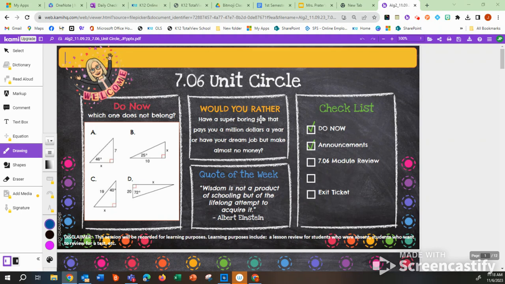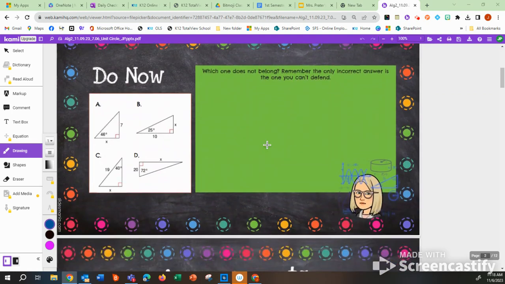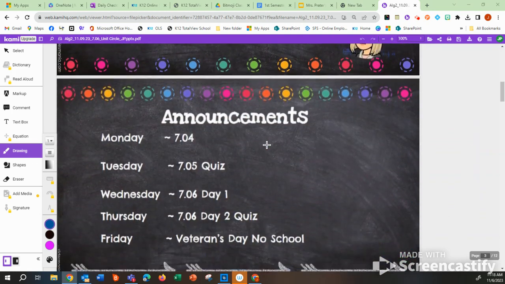Anyway, this is 7.06 unit circle. This is something that I would consider brand new to you. I don't think you have a whole lot of background with the unit circle. If you've done some studying on your own for the ACT, you might have seen some problems with the unit circle. Since this is a video, I am going to go ahead and skip the do now and the would you rather just to save enough time.